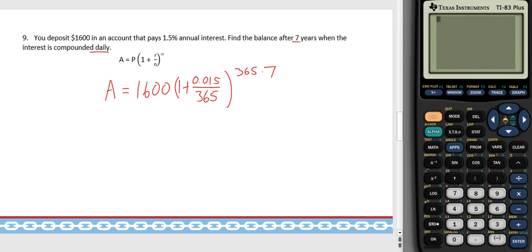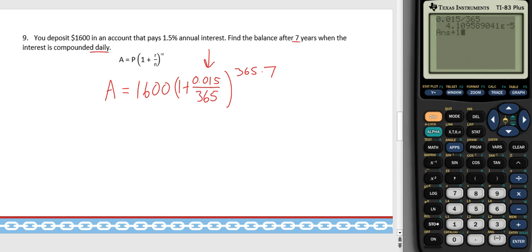This gets a little tricky to enter into the TI-83. Order of operations says we start in the parentheses, and we will do that division right there first. So that is where I'm going to start on the calculator, 0.015, that interest rate, divided by 365. Right, so it gives it to me in some scientific notation there.